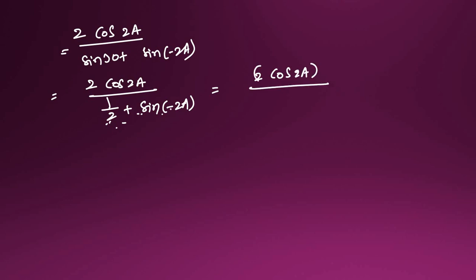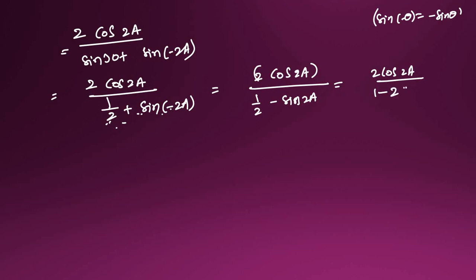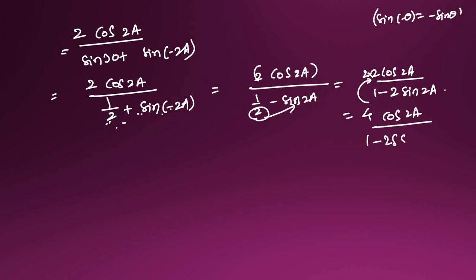So divided by this, minus 2a will come here, the minus will come outside, sine of minus theta is equal to minus sin theta, I told you already. So here 1 by 2 minus sin 2a will come, is equal to 2 cos 2a divided by 1 minus 2 sin 2a, and multiplying with the 2, 2 will go below and it will become 2 into 2. So 4 cos 2a divided by 1 minus 2 sin 2a is the answer here.